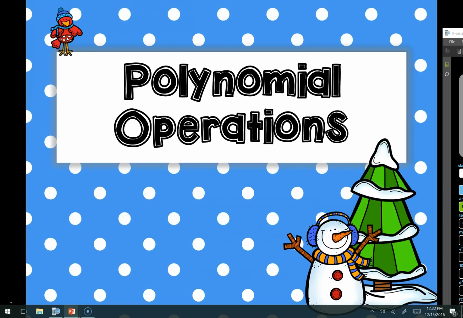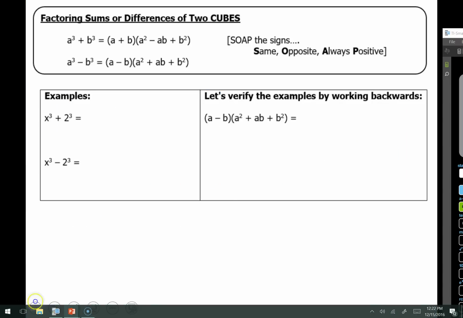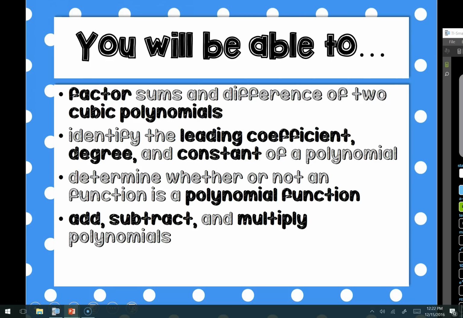Everyone, today we are going to start Chapter 5 by talking about operations with polynomials. There are a few objectives in our to-do list for today. We are going to first work with factoring when we have a sum or a difference of two cubic polynomials, meaning that there's an x to the third power.